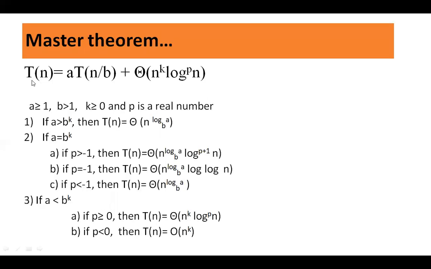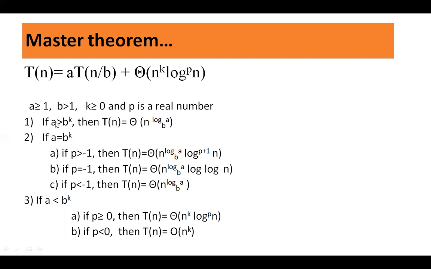This is the template of the master theorem: T(n) = a T(n/b) + theta(n^k log^p n). Any recurrence relation you want to solve using the master theorem, you should be able to fit in this template. If it is in this form, then you can apply the master theorem. The conditions again: a should be greater than or equal to 1, b should be greater than 1, k should be greater than or equal to 0, and p is a real number.